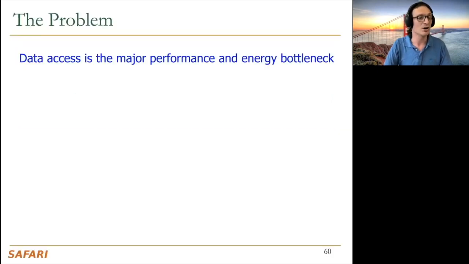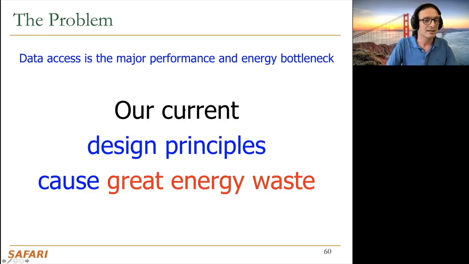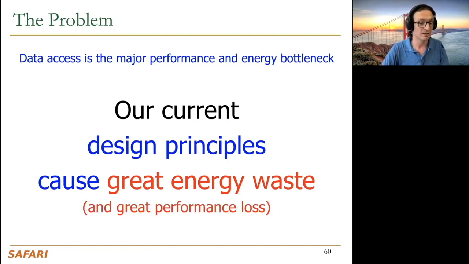But you already know that data access from memory is the major performance and energy bottleneck. We've seen this in many different ways when we motivated the memory problem and when we started studying memory. I'm going to show you some of those slides again. But basically, if we do some critical thinking, we will quickly figure out that our current design principles cause great energy waste. Why? We're basically moving data all around the system. To access some memory location, to operate on some data, we need to bring the data into the processor.